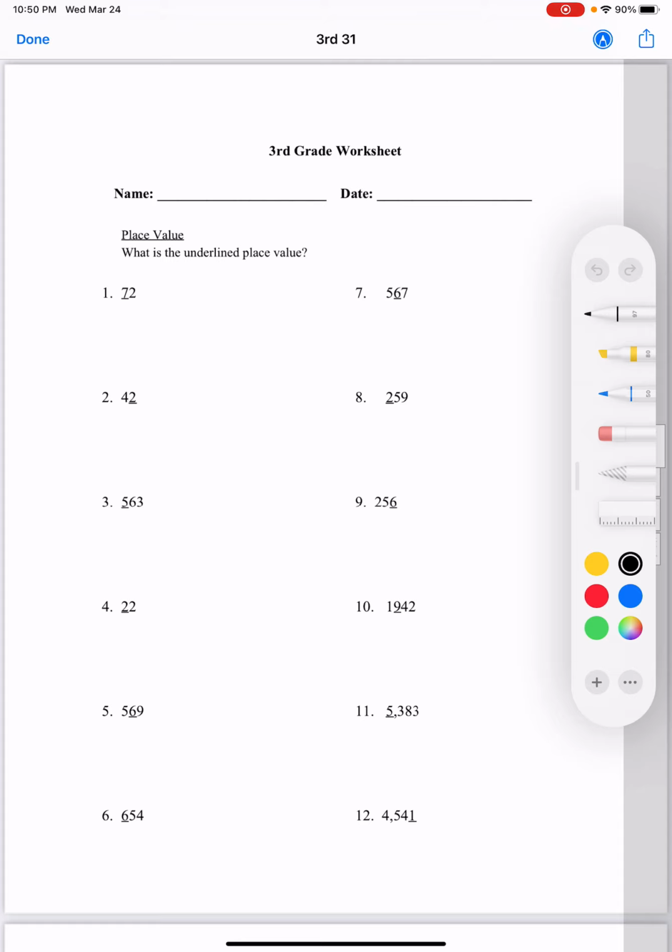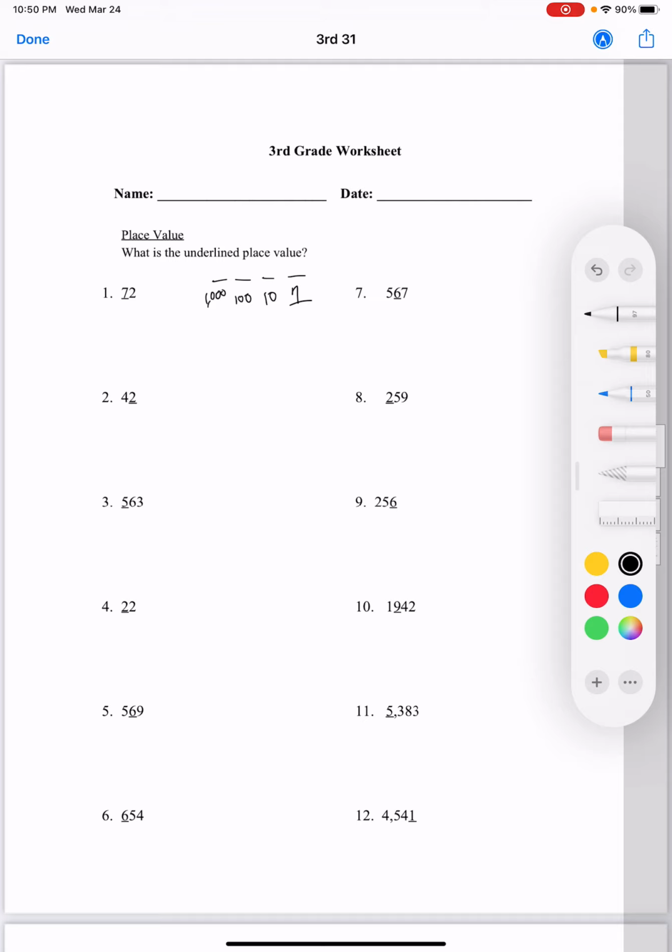So the first worksheet is place values. What is the underlined place value? I think this worksheet has up to 4 digits. So 1, 2, 3, 4. The first on the right would be the ones. The second to the right would be the tens, then hundreds, then thousands. As long as you memorize this, you will get all of these correct.